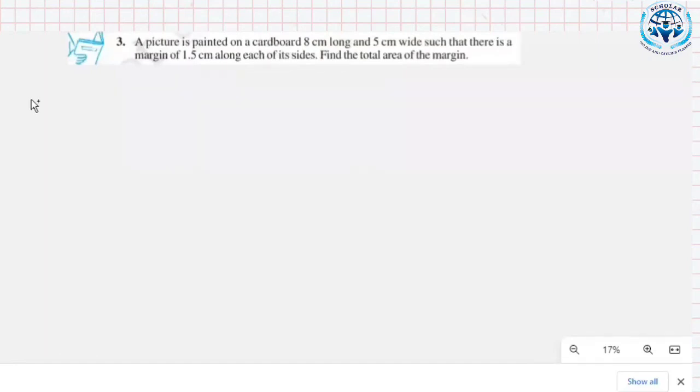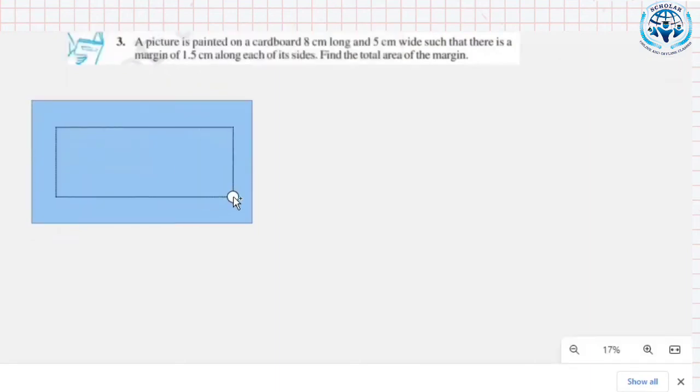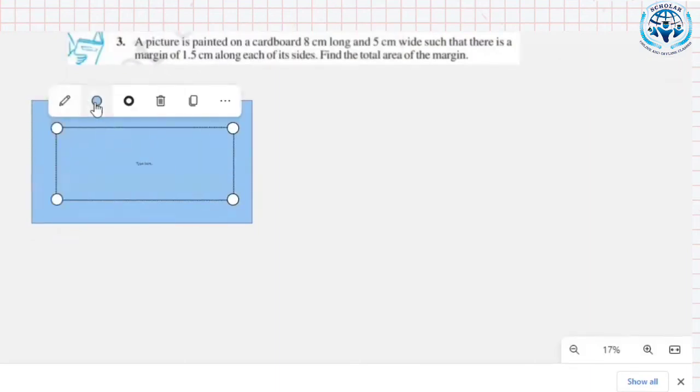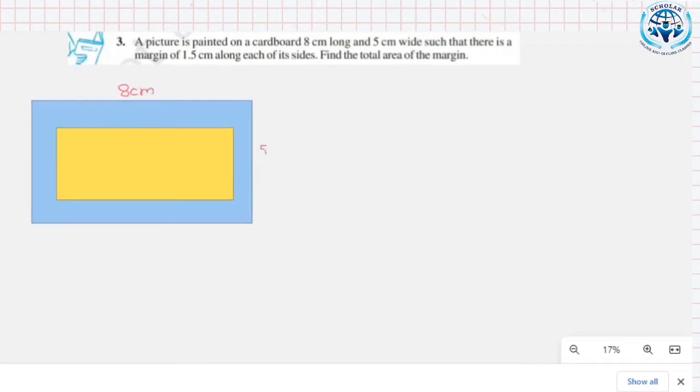Question number 3. A picture is painted on a cardboard 8 cm long and 5 cm wide, such that there is a margin of 1.5 cm along each of its sides. Find the total area of the margin. Students, make it a habit to draw the diagram according to the description so that you will be able to solve the question easily. Length and breadth are different, that means it is a rectangle.